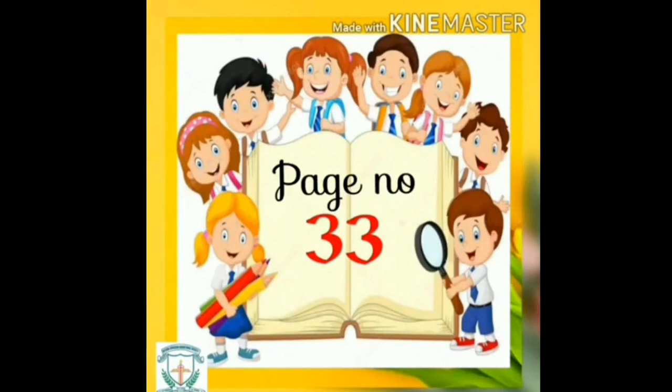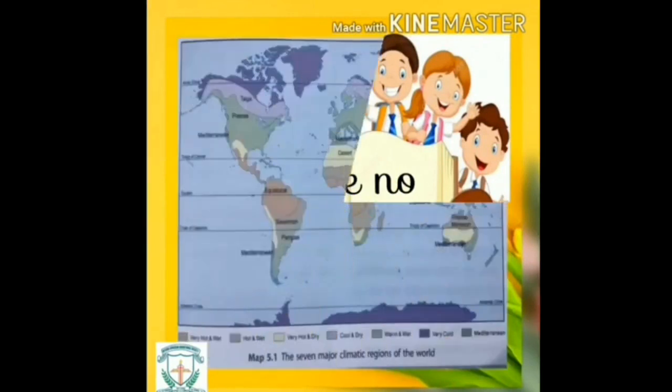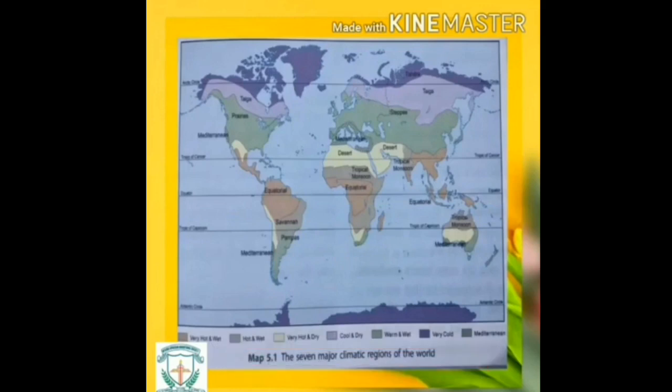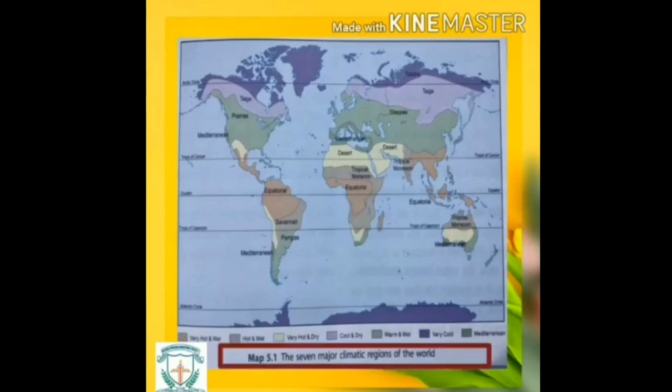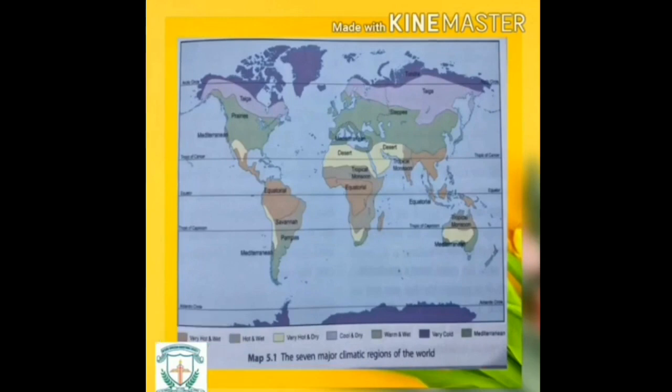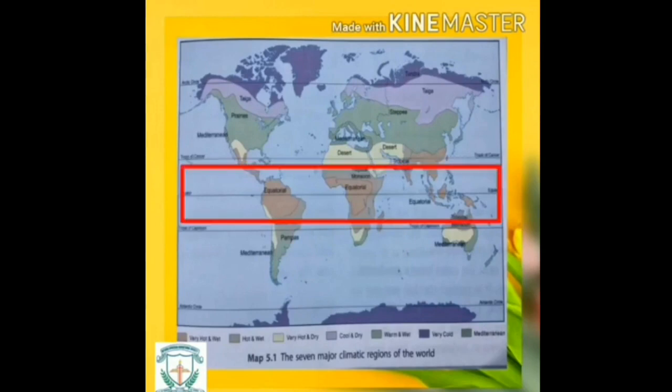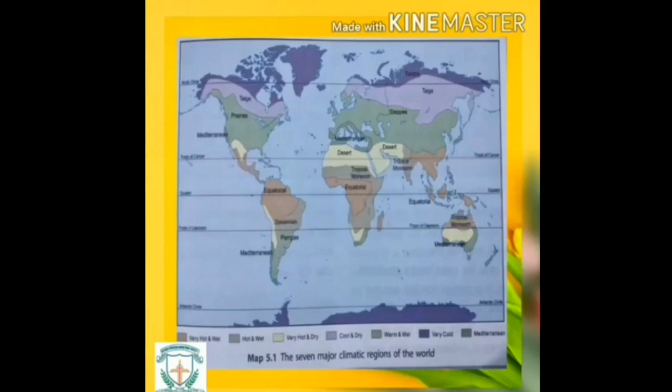Students, take page number 33. Map 5.1. The 7 major climatic regions of the world. The first one, very hot and wet. Students, look at the map. The areas through which the equator passes have one of the very hot and wet climates in the world.